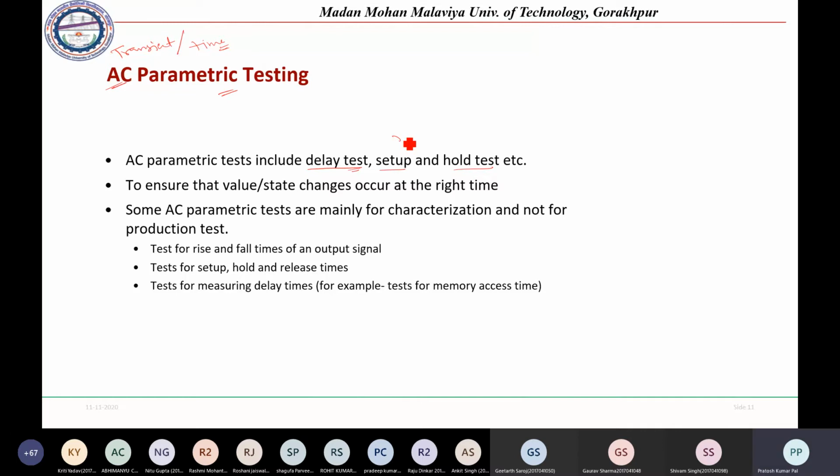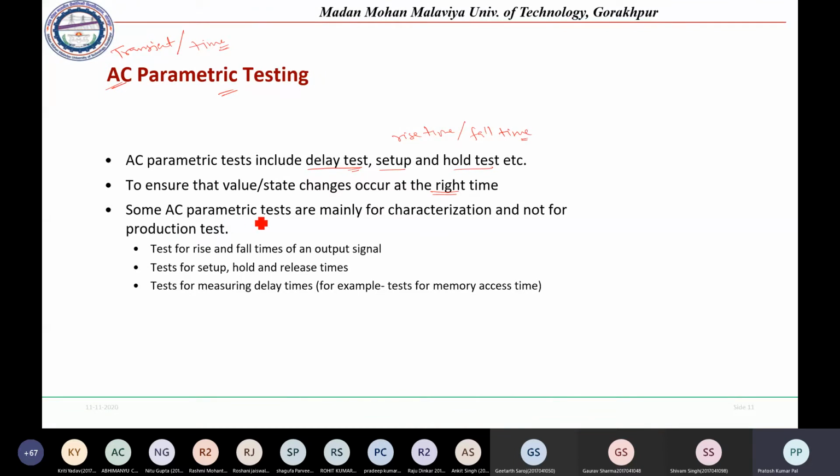So these are the different tests we should be performing in AC parametric testing. It ensures that the state changes occur at the right time. So at a particular time, what the output or state is, that we will be checking.